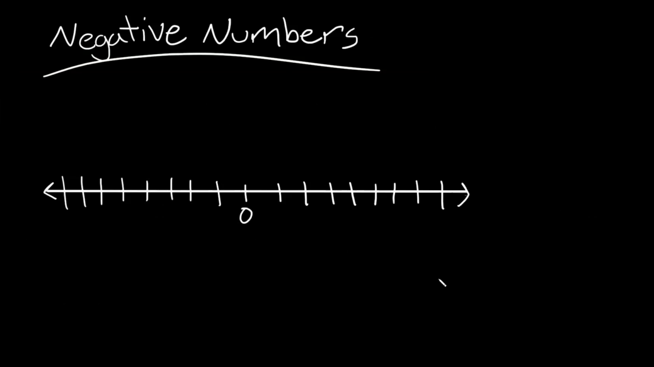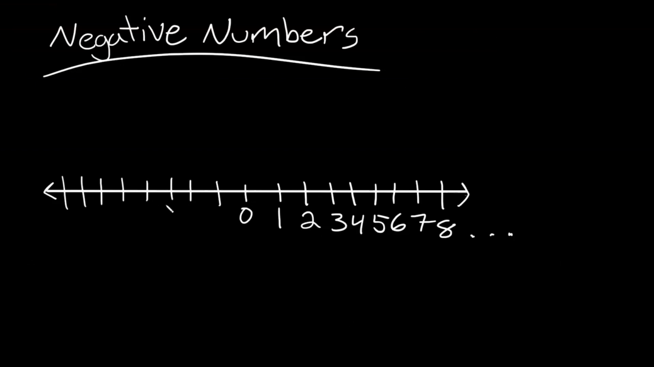In this video, I want to introduce you to the concept of a negative number. Here I've drawn just a regular number line. We could say that these are counting up by ones. So this would be 0, this would be 1, 2, 3, 4, 5, 6, 7, 8, and so on and so forth. This would continue on for an infinite amount of numbers.